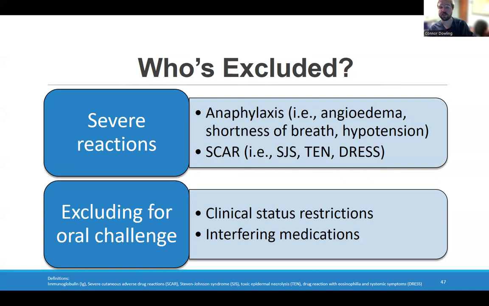Some other exclusions that we can see, specifically for our oral challenges, could be due to clinical status restrictions. So a patient that's currently in the ICU, a patient who can't take oral, they're NPO, or they have an altered mental status. These people are going to be excluded from our CLEAR-PIN. Likewise, patients with interfering medications such as scheduled diphenhydramine or H1 antagonist within 72 hours, or even receipt of a scheduled systemic steroid within 72 hours.